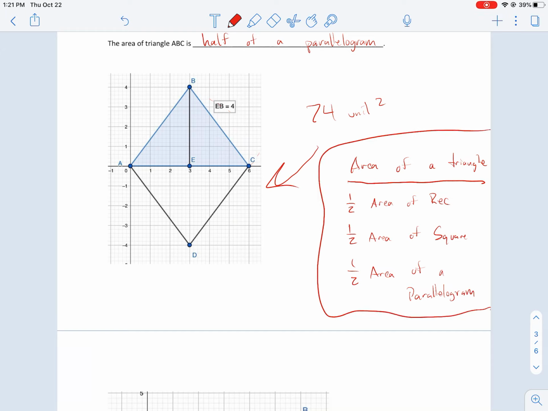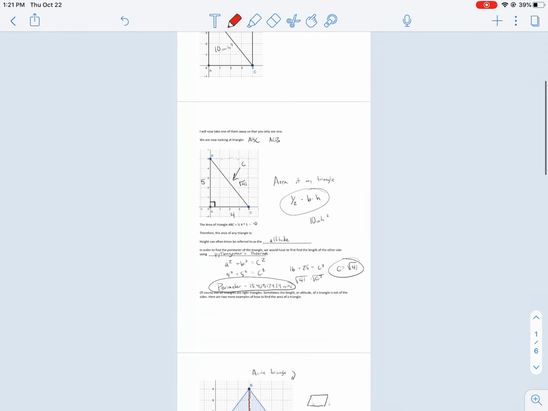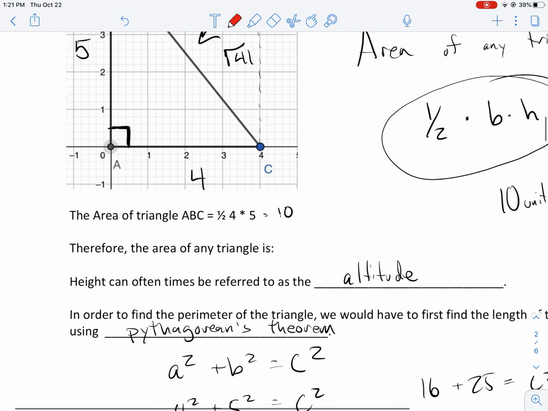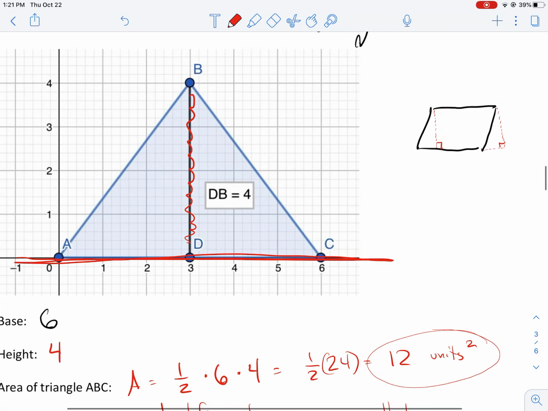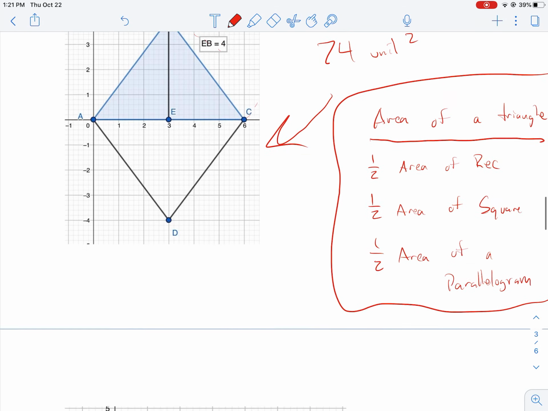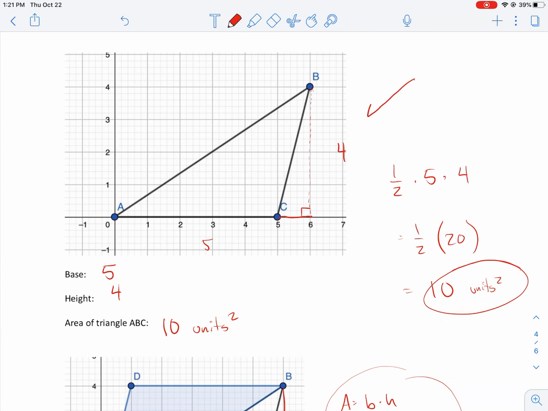So if you can just remember 1/2 base times height, and just know sometimes your height isn't given to you nice, like this problem up here, right, with this right angle. Sometimes your height has to be found by either drawing a perpendicular line inside your shape, or like we did down here, on the outside of the shape.